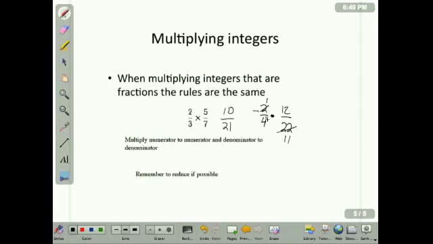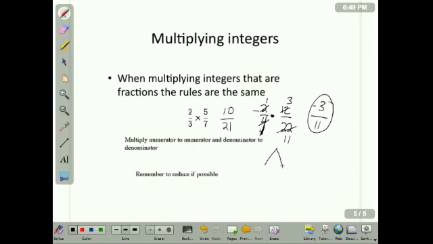And I also know that a 4 can go into 12. 4 divided by 4 is 1. 12 divided by 4 is 3. Now that I've done that, I can say 1 times 3 is a 3. Don't forget that there's a negative sign out there. And 1 times 11 is 11. My answer can be reduced to negative 3 over 11.